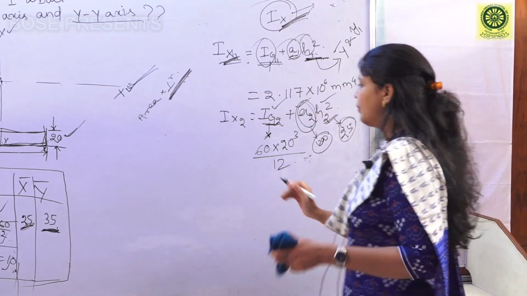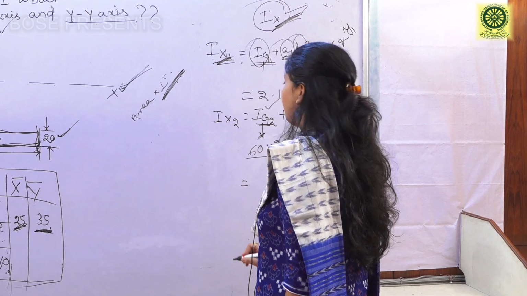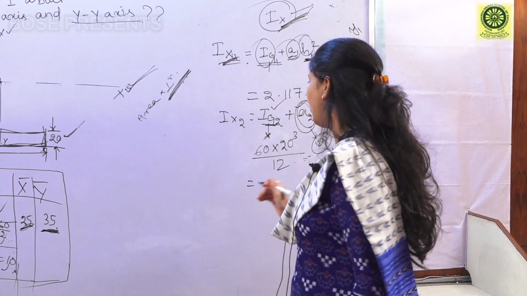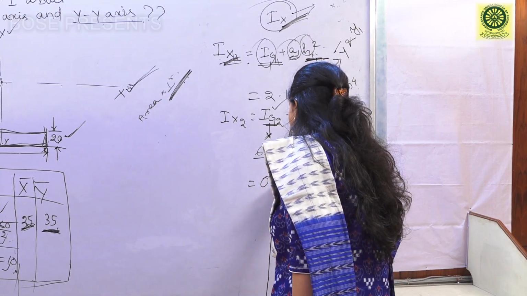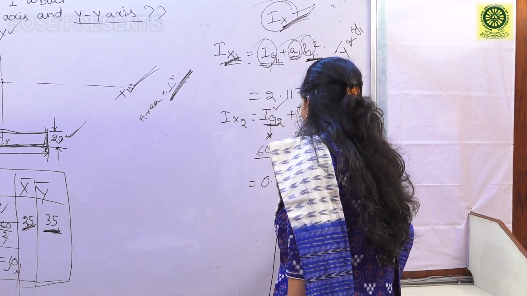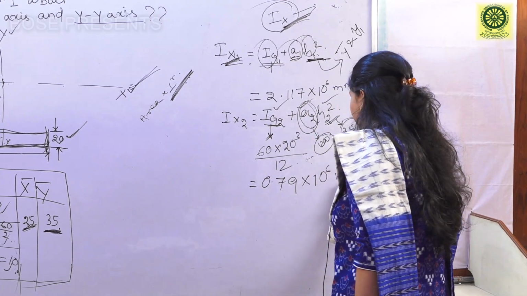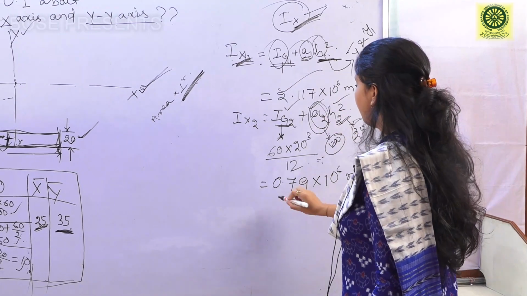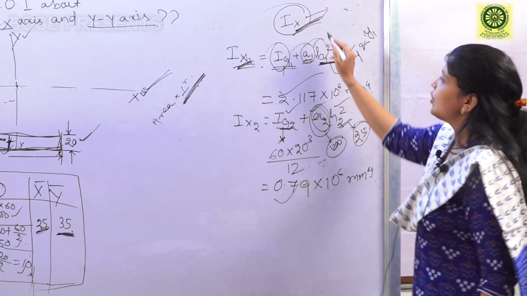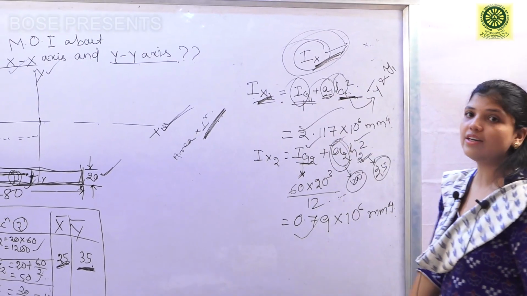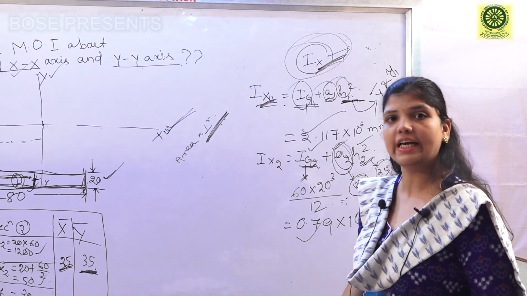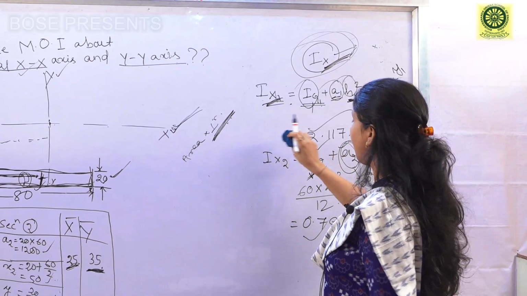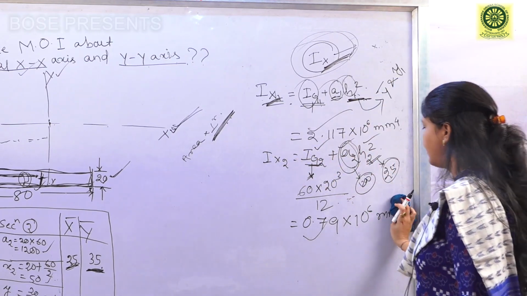Okay, so if we put all these values, then we will get the value of Ix2, that is equal to 0.79 into 10 to the power 6 mm4. Okay, so this is the value of Ix1, this is the value of Ix2. So here Ix is what? It is the summation of Ix1 and Ix2. So if we add these Ix1 and Ix2, we will get the value of Ix.